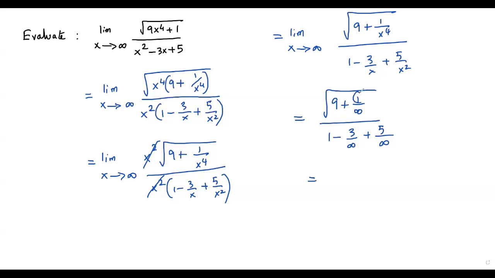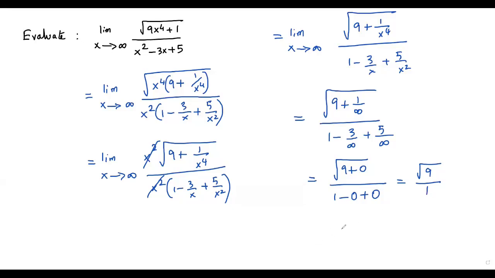Whenever I divide a non-zero number by infinity, it will result in 0, because I divide 1 by a very large value, and the result will be very small, that is 0. So then we get the square root of 9 positive 0, 1 negative. Here I divide a non-zero number 3 by infinity, so it results in 0, and the same thing for this one also, 0. So we get the square root of 9 positive 0, which is the square root of 9, and here this is 0, this is 0, so we get 1.